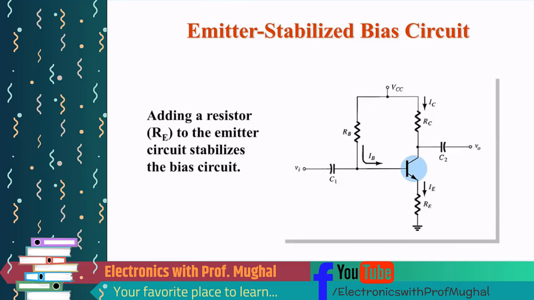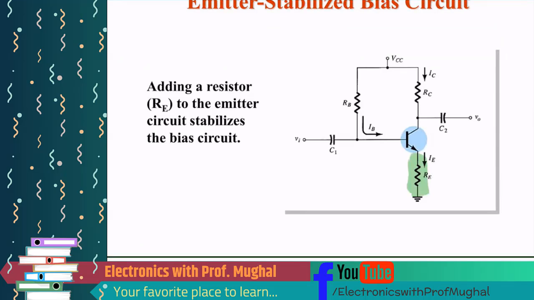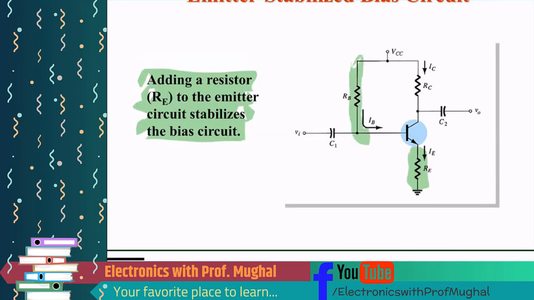Emitter bias circuit. The difference between this one and the previous one is, if you notice, this one has an emitter resistor. So adding a resistor to the emitter circuit stabilizes the bias circuit. This is the input side of the circuit, and this is the output side of the circuit, where RE is common to both input and output.